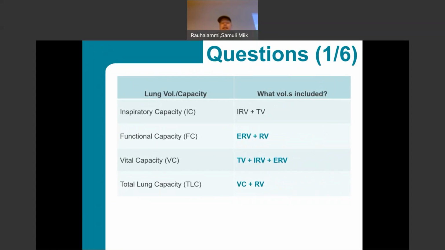So IC as a sum of IRV and TV, FRC as ERV plus RV, VC as a result of TV plus IRV plus ERV, and TLC as a result of VC plus RV. So we can calculate many different kinds of capacities by using these volumes.